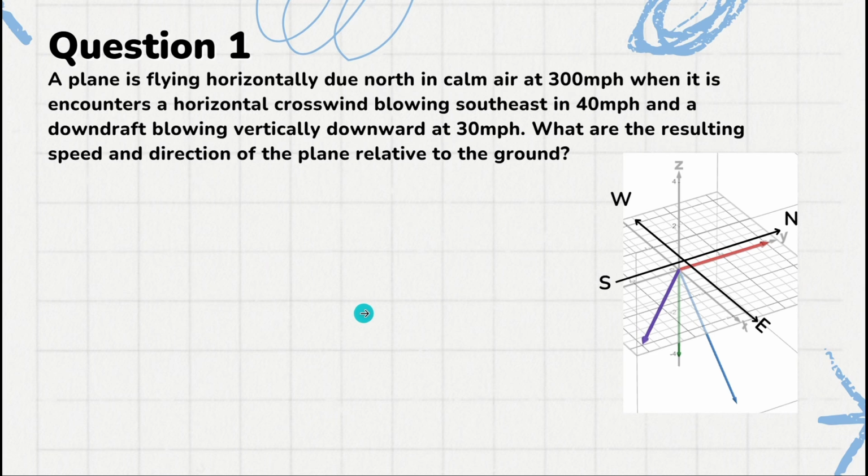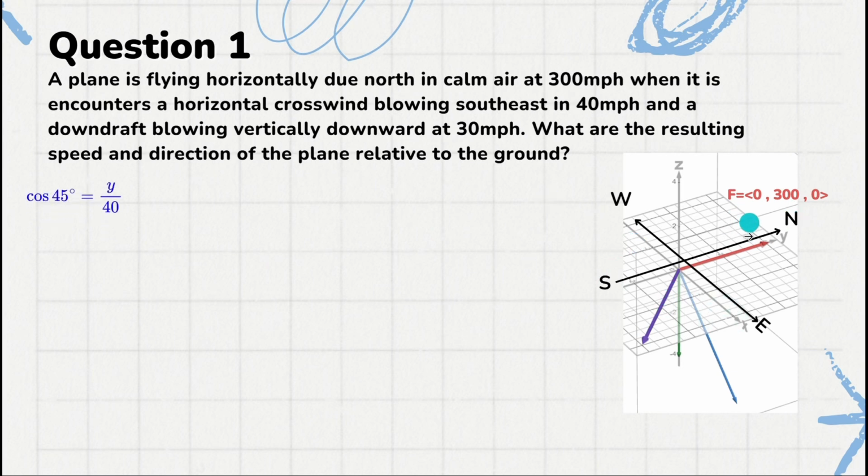We first have to draw the diagram so we can know which is the direction. This red line represents the flying force, meaning the force on the plane that is flying to the north, which is 300 miles per hour. This is the crosswind acting on the airplane, which is to the southeast at 40 miles per hour. And this green line is the downdraft blowing vertically downwards at 30 miles per hour.